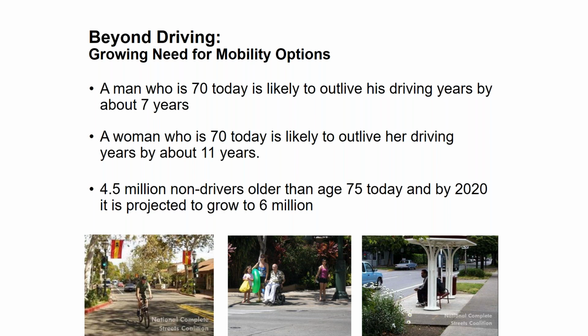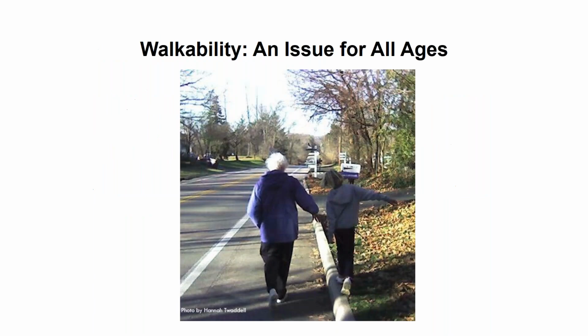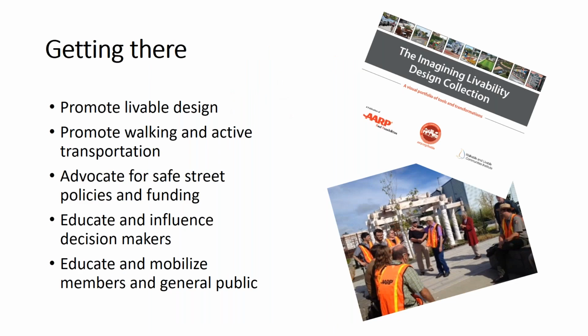So we undertook a number of activities related to that, and also really looked at the idea that walkability and walking is an issue for people of all ages and abilities. To address this idea of expanding mobility options, pedestrian safety and walkability, these are the key issues we're focusing on: promoting livable design, promoting walking and active transportation, advocating for safe street policies and funding, educating and influencing decision makers, and educating and mobilizing our own members as well as the general public.